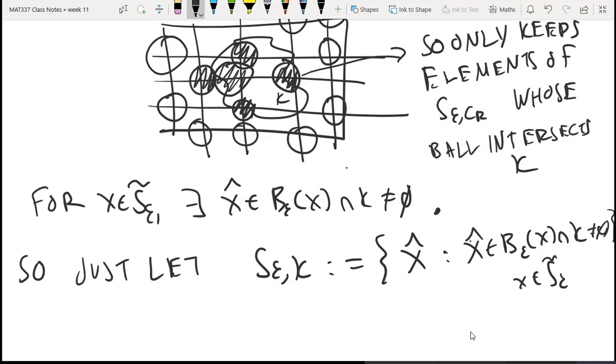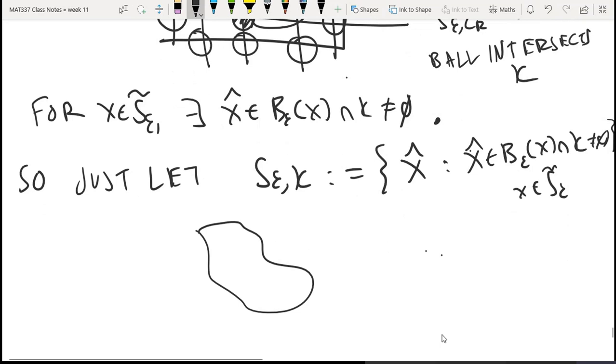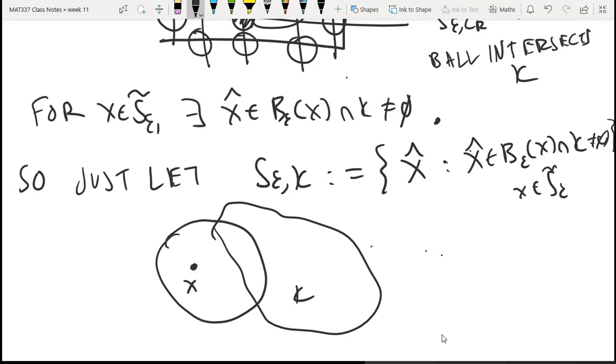In other words, you have to use as the center of the disk the thing that's inside K, because they do this in the book. You might have the following situation: this is K, and the center is outside, but the ball intersects. Well, you cannot use this as the center. So what they do is find X hat, and then draw a ball around it, like that. Is that okay with everyone?